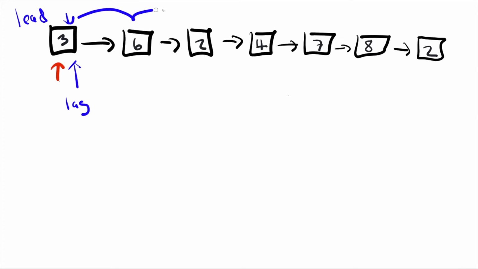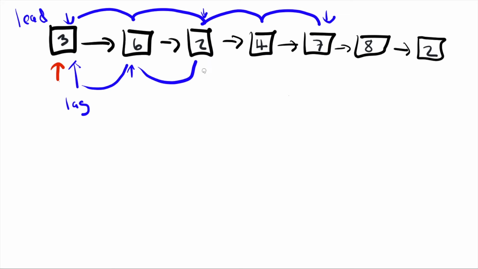This lead reference is going to go here, jump 2 nodes. This lag reference is only going to jump 1 node and then stop. Then we're going to do the same thing again. The lead reference is going to jump 2 and then stop. The lag reference here is going to jump 1 and then stop.